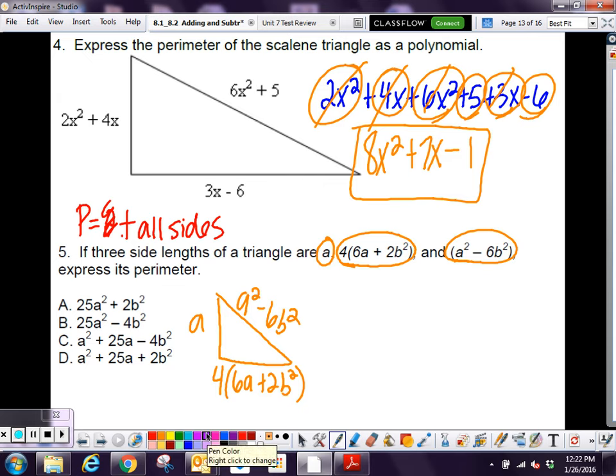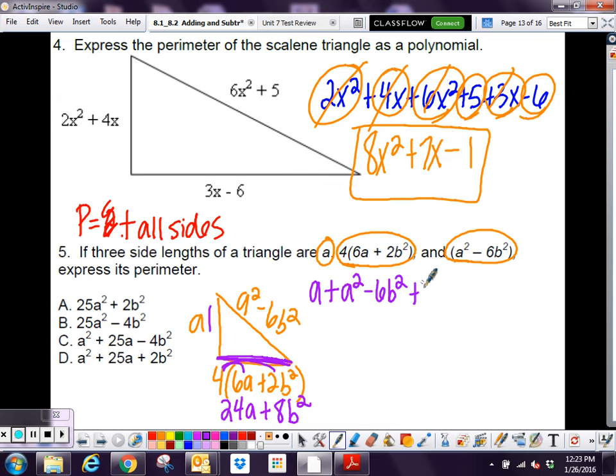Okay, now before we add all these sides up, there's something we have to do. Notice this side that I just drew on the bottom. I have to first distribute this 4 and get this side simplified. So if I distribute that 4, that side is now going to be 24a plus, I'm just going to multiply the 4 and the 2 here, and that gives me 8b squared. Now I'm going to add all of these up. So I have a, that's that first side. So I have a plus a squared minus 6b squared plus that bottom side, which is 24a plus 8b squared.